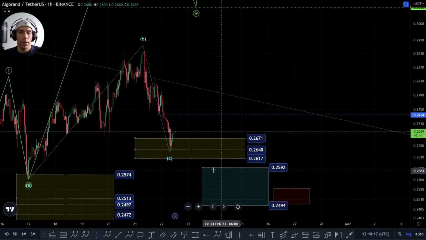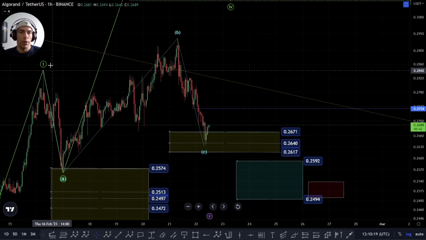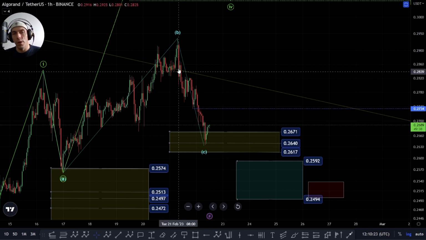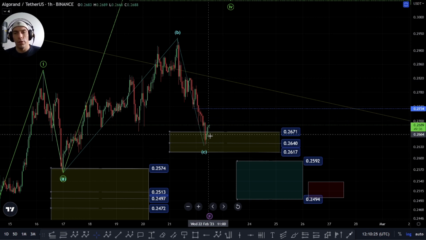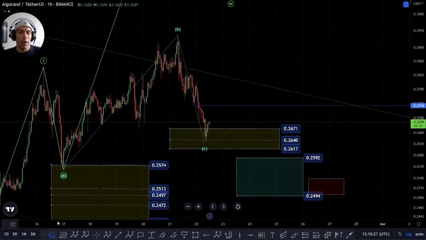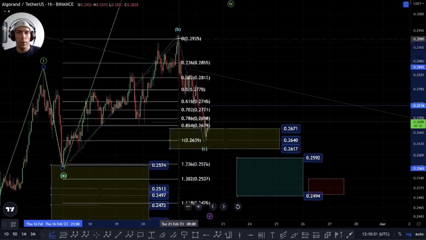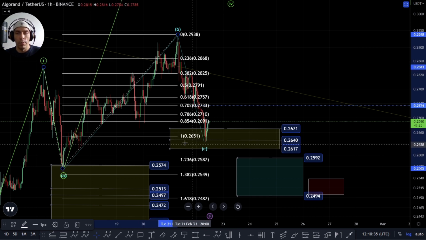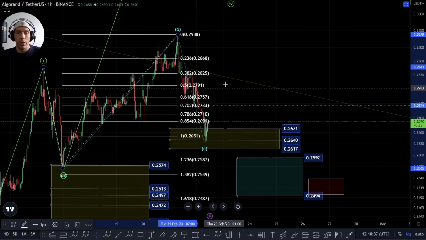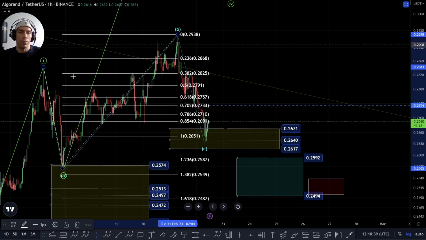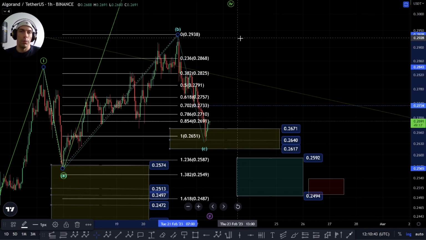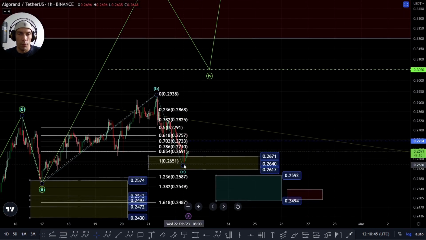The alternative is we look at this as a flat correction here, where this has become an A, this is a B, and then we're actually looking for the C. Like I said, we can argue that we potentially have a diagonal completed here. If it did complete, there would have to be a running flat, where we've come down to this 1-to-1 of this A wave, and then we reverse here, and this becomes just a flat correction. Then we'd be looking for a continuation to the upside from this point.